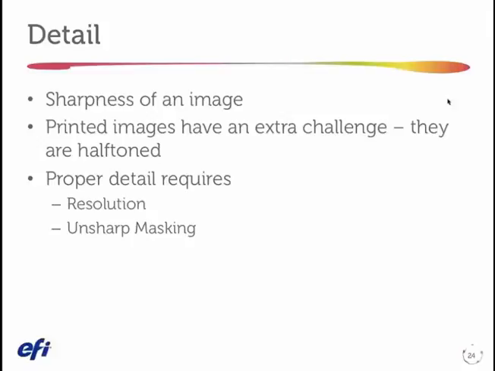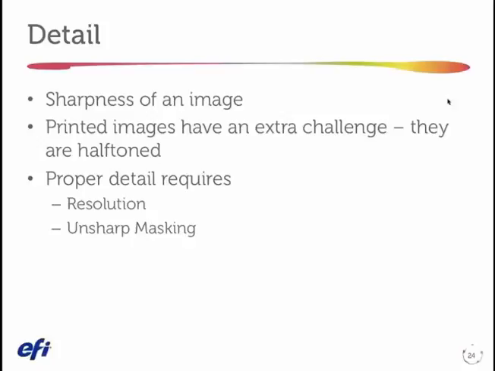The second challenge is that when we print an image, we halftone it, right? We convert a continuous tone original into little halftone dots for the printing press. Those halftone dots, by definition, are not touching each other in most tonal ranges. That means we're sacrificing some level of detail in the halftoning process.